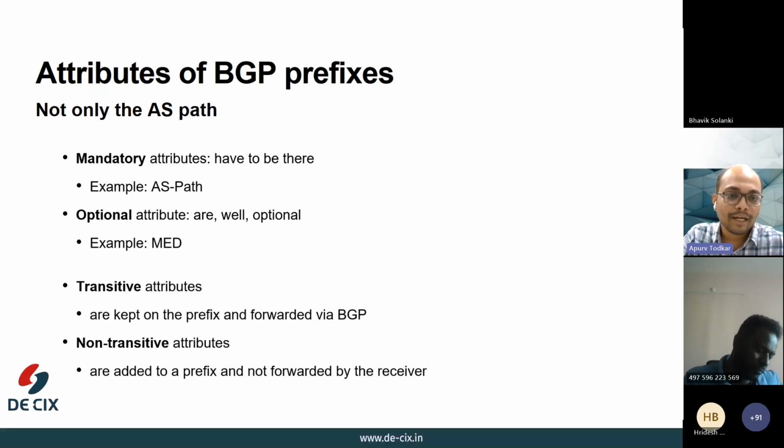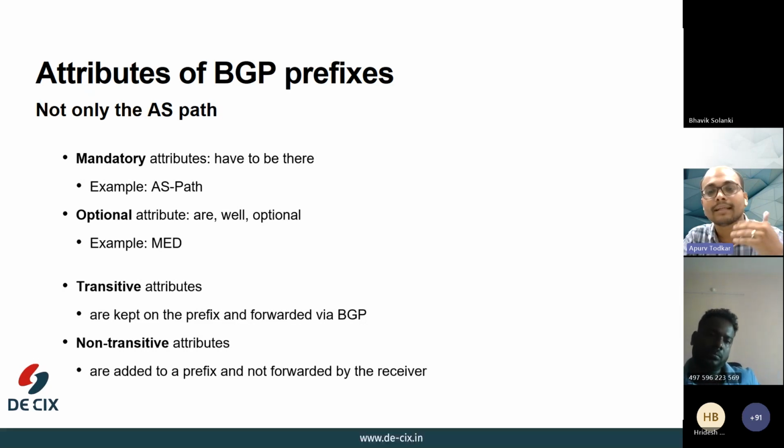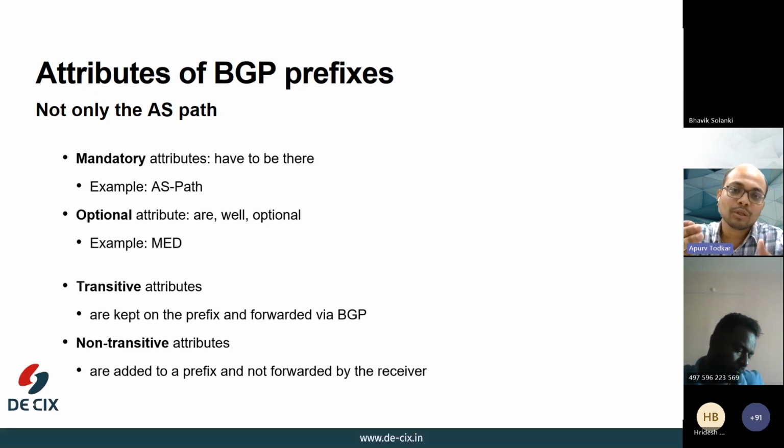And these attributes can also be classified as transitive and non-transitive. Transitive attributes are the ones that stay with the prefix as it gets forwarded through the BGP network. So once it's added, it remains attached to the prefix to the destination also. Non-transitive attributes are added to the prefix but are not forwarded by the receiver. Some non-transitive attributes are also kept within the autonomous system and do not cross the autonomous system borders.